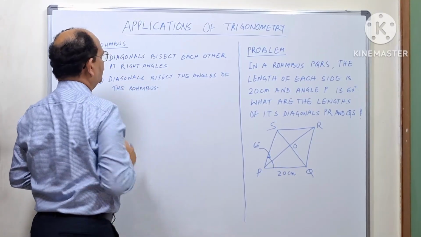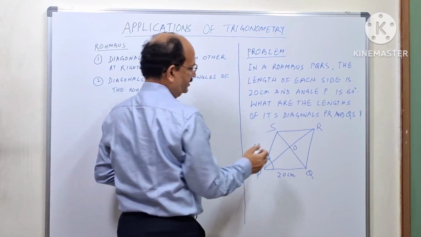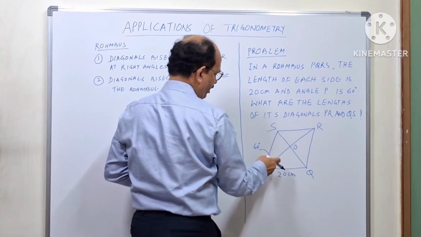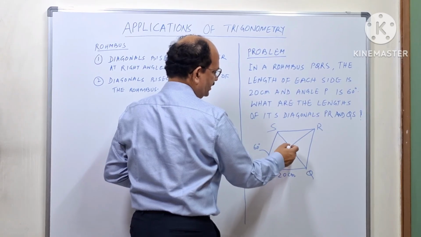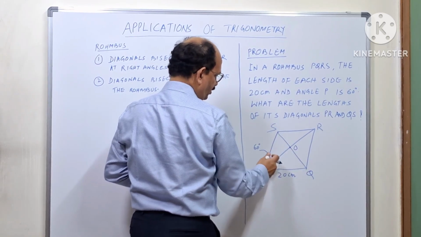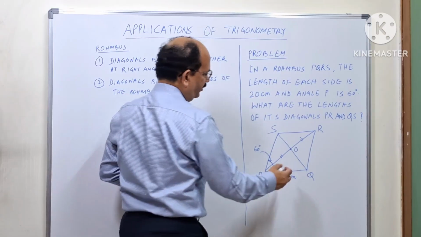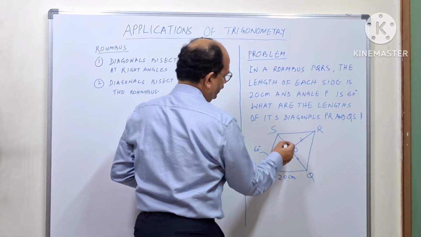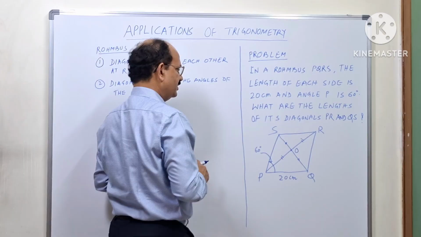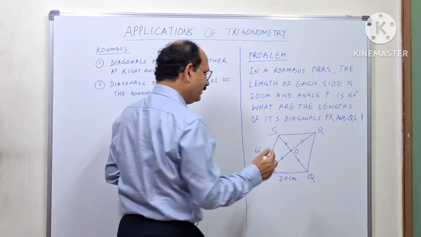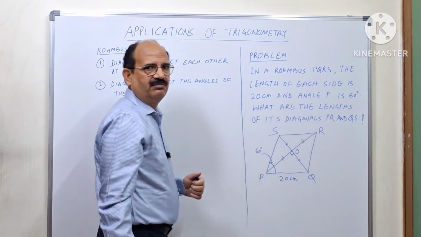So let's look at this first property. The diagonals bisect each other at right angles. It means PR and QS bisect each other, they cut at O. So OP will be equal to OR. Likewise, OQ will be equal to OS because the diagonals have bisected each other. Also, they bisect at 90 degree, so this angle is 90 degree.